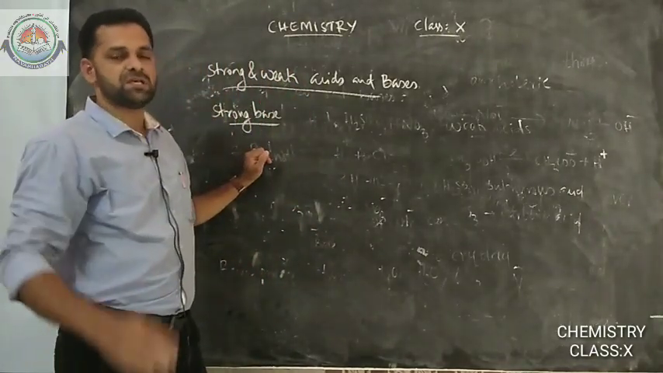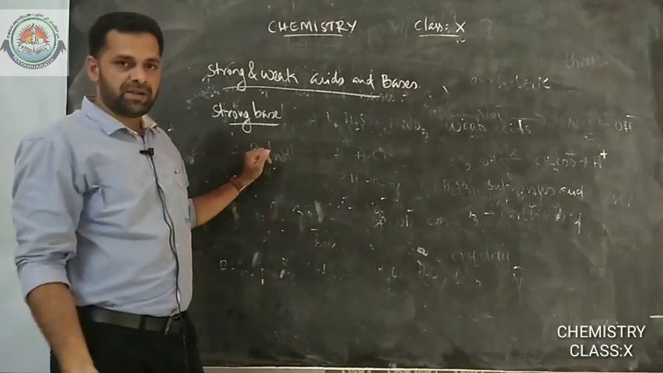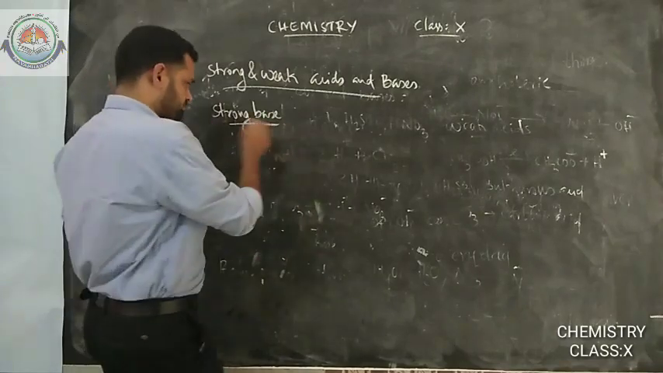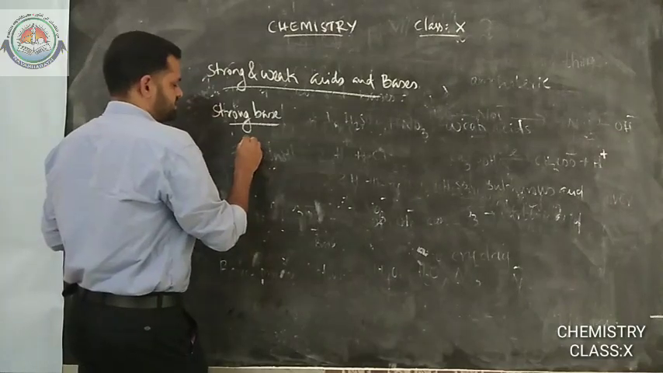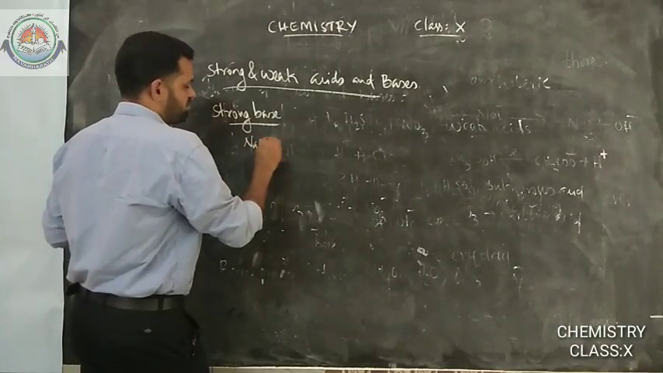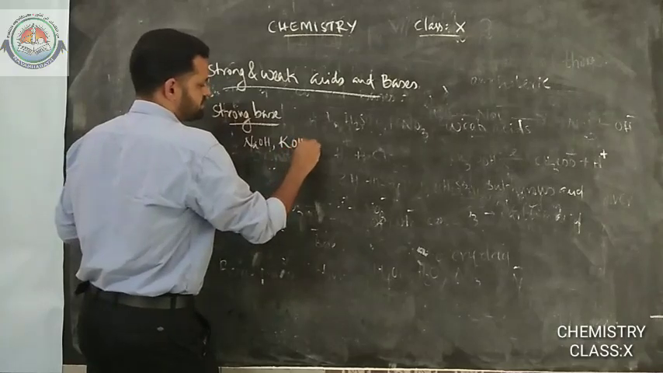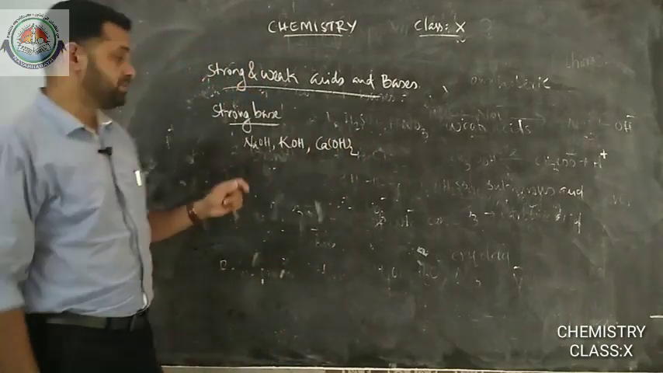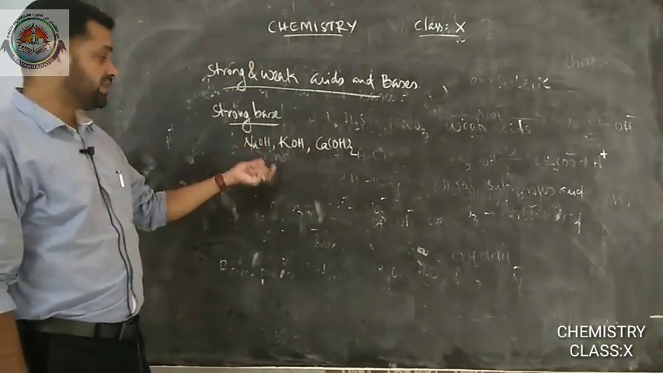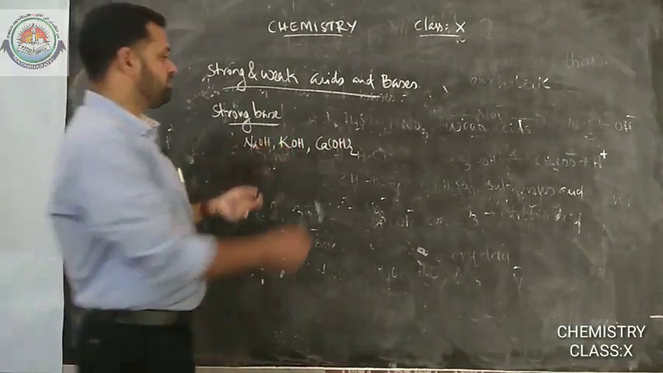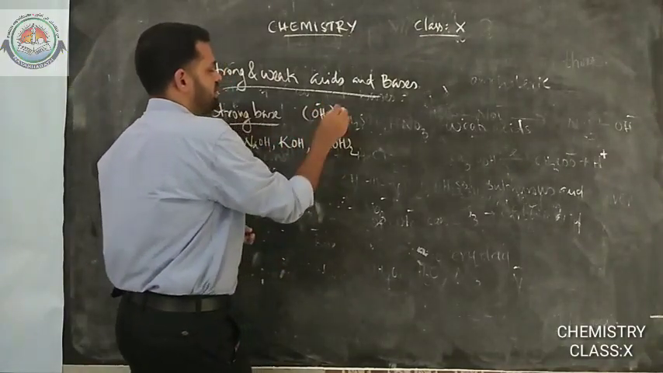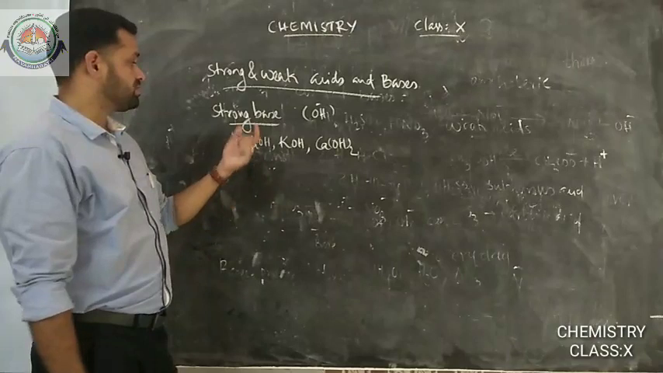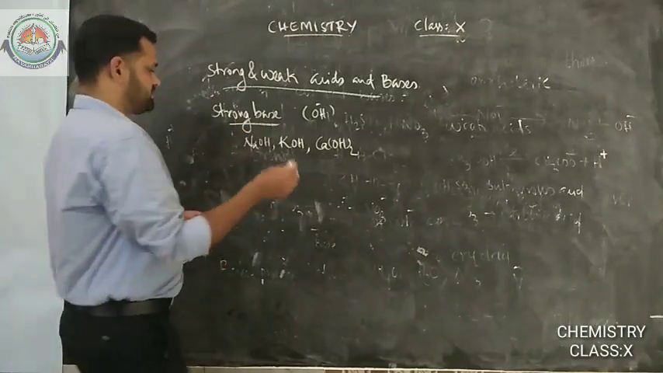A strong base is a substance which dissociates or ionizes completely and gives more concentration of OH minus ion. They are called strong bases. Examples: sodium hydroxide is a strong base, potassium hydroxide is a strong base, calcium hydroxide is a strong base. All these are strong bases because when they dissociate or ionize, they give a large amount of hydroxyl ion. They undergo complete dissociation and give more OH minus ion, and that is why they are called strong bases.